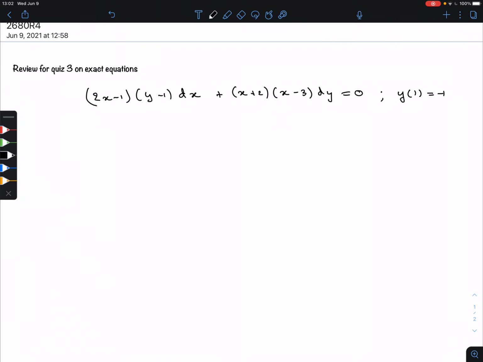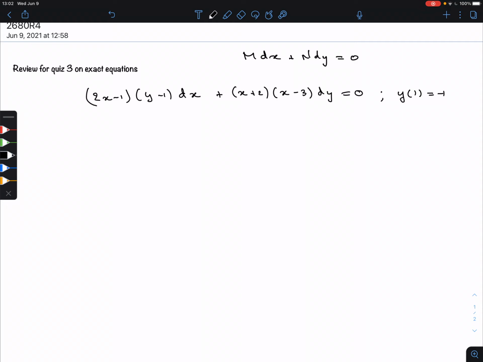Hello, let's prepare for the quiz on exact equations. And so I remind you what is going on. They look normally something like this, right? You have two functions, the book calls them M and N, that depend on x and y, and they're written in the standard form this way.